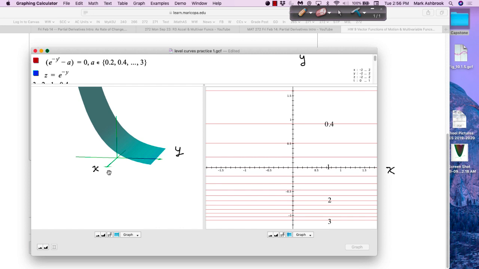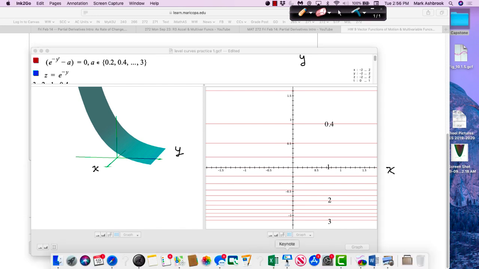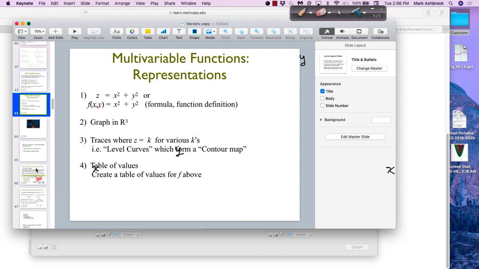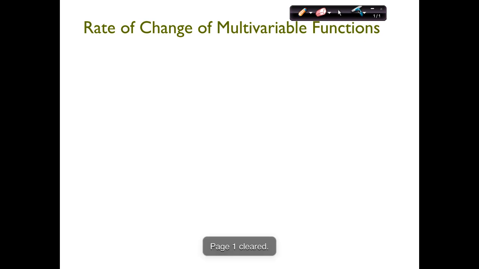Okay. So now we have an idea about these multivariable functions: formula, surface, a table, or contour plot. So now we're going to start talking about the calculus of those: the rate of change of multivariable functions. Before we jump into multivariable functions, let's do a crash course in rate of change. This may be a new idea to you, something that wasn't presented to you before. So we're going to review rate of change.